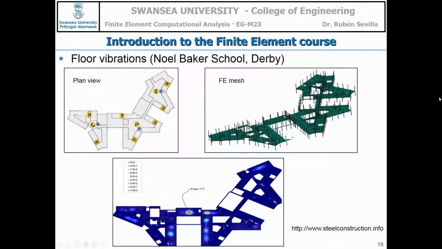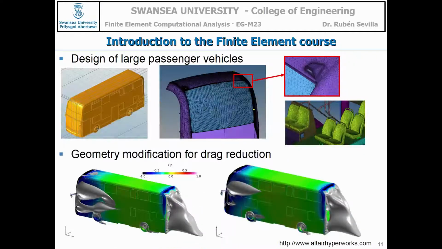This one I also like because it's, again, out of the standard use of finite elements. This is in a school here in the UK, and it was the analysis of the flow vibrations. The objective here was to compute not displacement, not stresses, not flow velocities, but actually the resonant frequencies of a structure, because this is going to be something important in case of, for example, an earthquake. And the last one is aerodynamics, the design of large passenger vehicles.